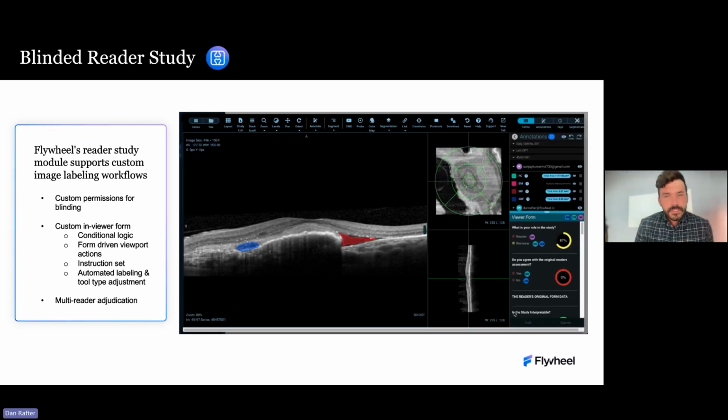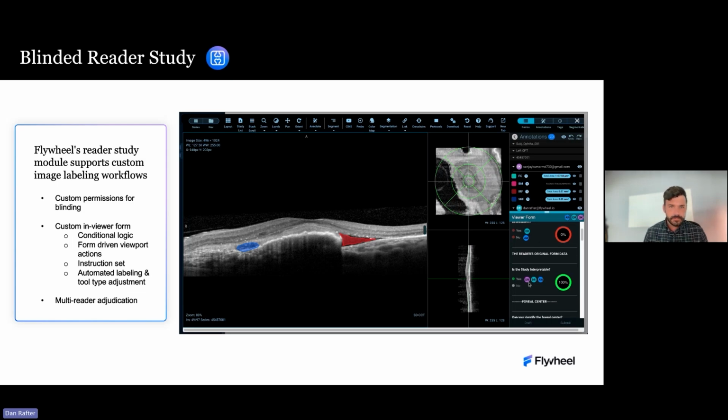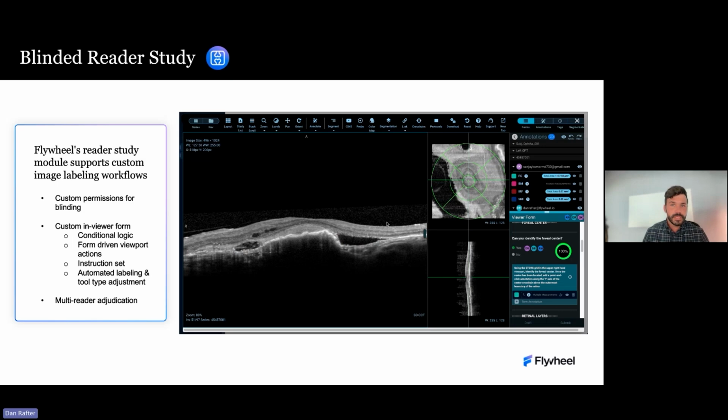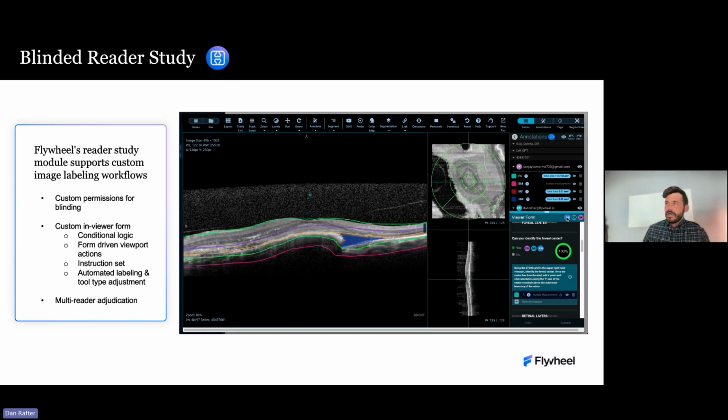Another really important feature that Flywheel offers and has actually used at scale across a number of our large pharma customers today is this blinded reader study module. As I mentioned, this can all be customized. So the goal is that everything that does not need to be displayed to the user is hidden. They are truly walked step by step through what you are looking to have them do. And we make it so that every step takes fewer clicks and less of a decision-making process on the expert's behalf. So as we look at this, we've got a viewer form that is baked directly inside the viewer.